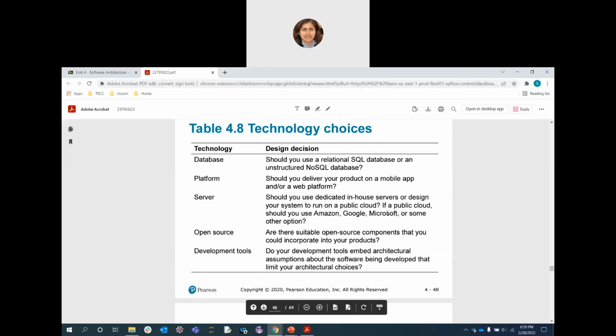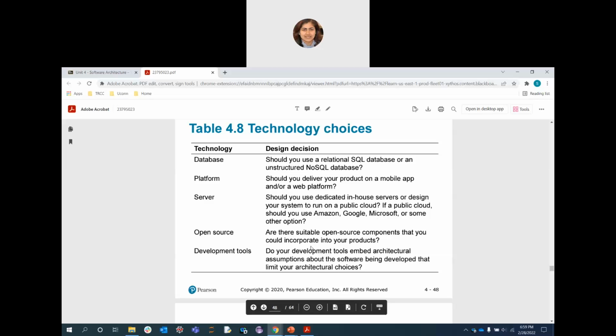Okay. So are you going to have in-house servers to run your application, or are you going to run it through the public cloud? That you need to make a decision about.